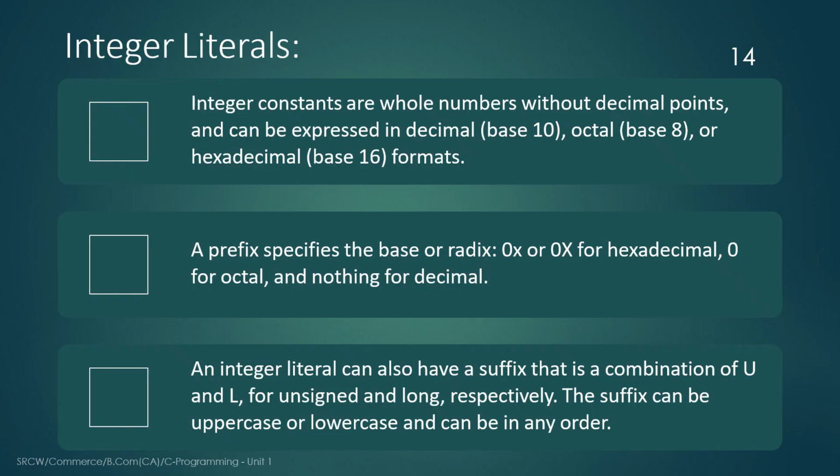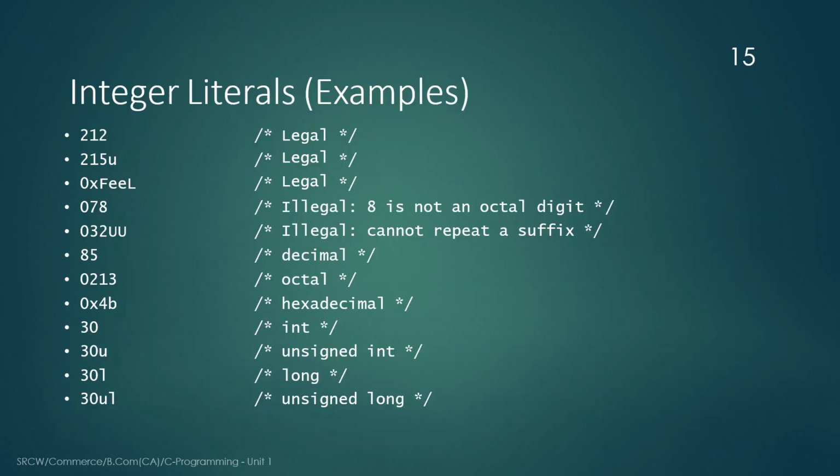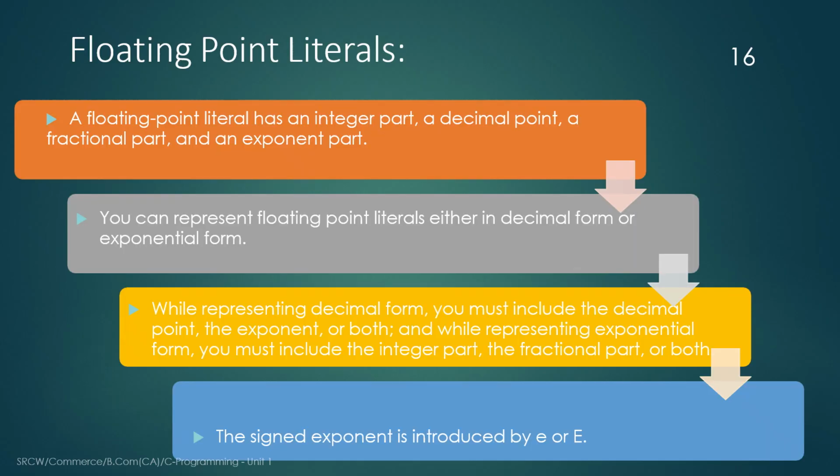Integer literals. Integer literals represent whole numbers. They can be written in decimal, octal, or hexadecimal forms. For example, 25 is a decimal number, 031 is an octal number, and 0x19 is a hexadecimal number. Suffixes like U or L can be used to specify unsigned or long integers. These are some of the integer literal examples.